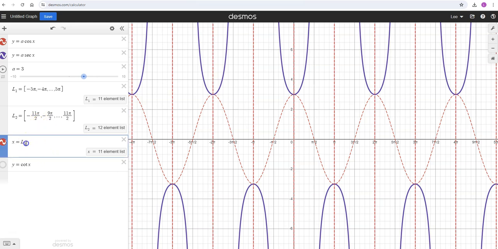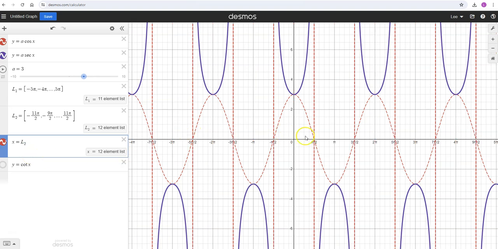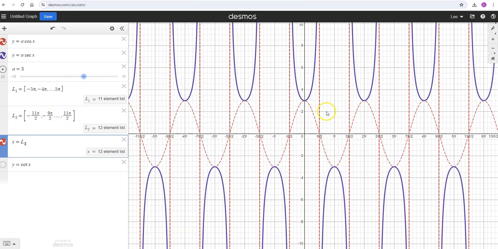And now instead of graphing list 1, I'm going to graph list 2. So that's at all the odd multiples of pi over 2: pi over 2, 3 pi over 2, 5 pi over 2, all the way out till I get to the -11 and +11 pi over 2. So that gives us our guidelines for a secant graph.